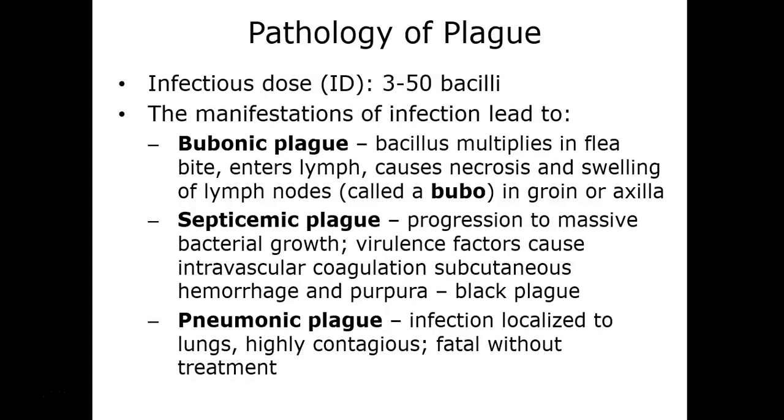Alexandre Yersin was the first person to really discuss the vaccine to this infection in the year 1866. So about 500 years after the original outbreak of this disease, Alexandre Yersin came up with its first vaccination.